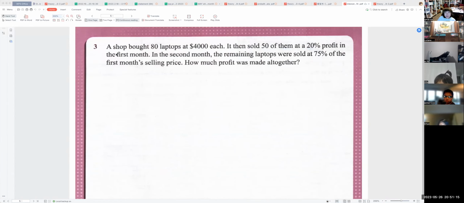A shop bought 80 laptops at $4,000 each. It then sold 50 of them at 20% profit in the first month. In the second month, the remaining laptops were sold at 75% of the first month's selling price. How much profit was made altogether?